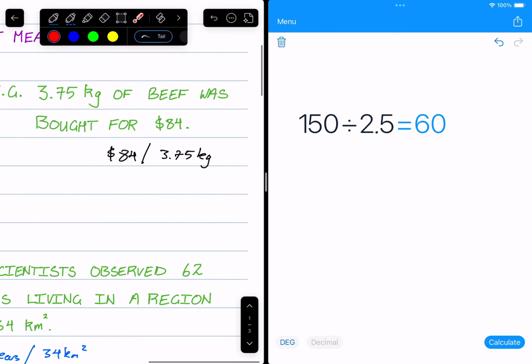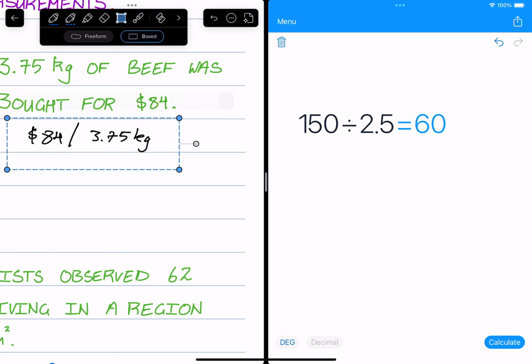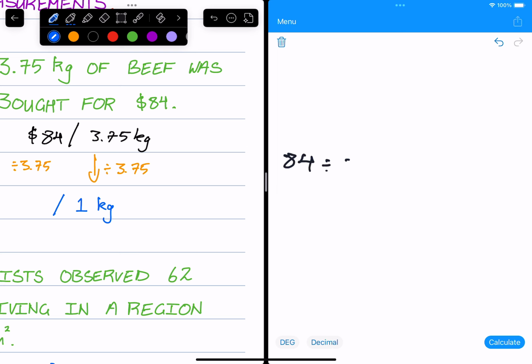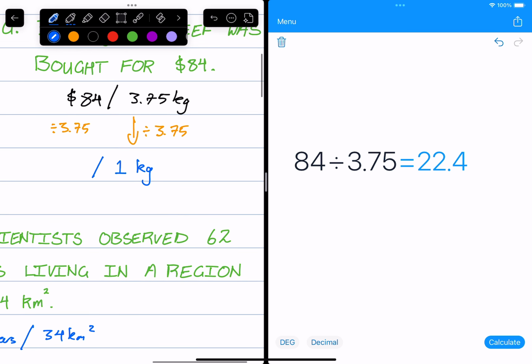Let's do another. Same deal. We want to bring this down to per 1 kilogram. So we want this 3.75 to become 1. Well, that's just simply dividing by 3.75. And we do the same to the other side of the rate. So 84 divided by 3.75. That gives us $22.40 per 1 kilogram.